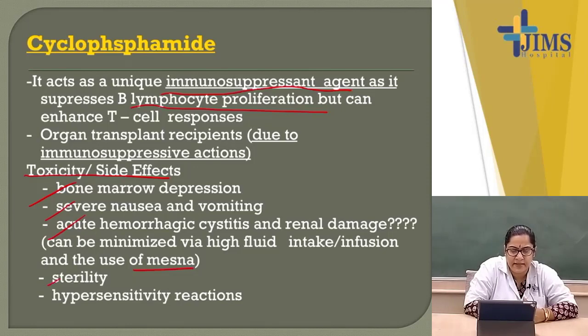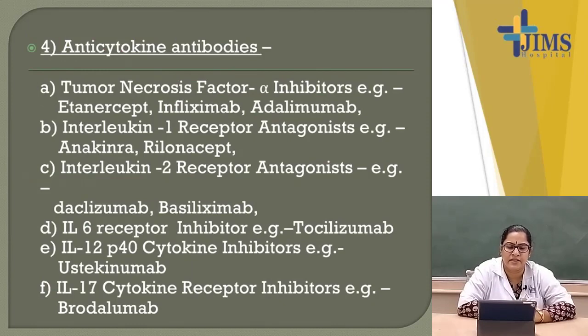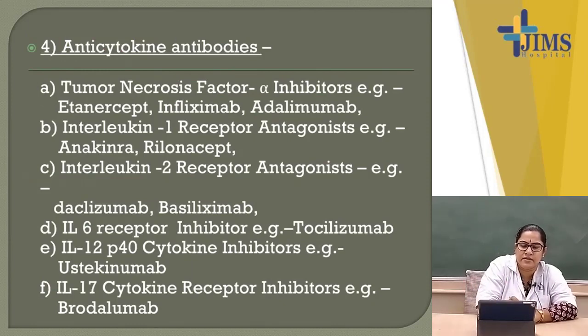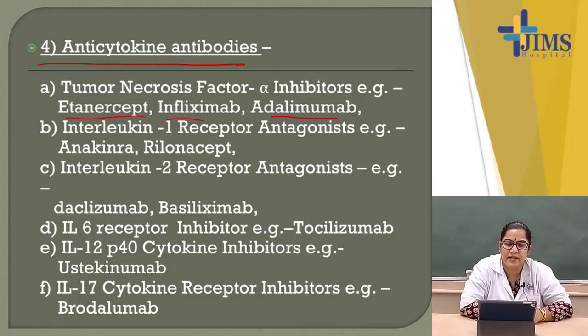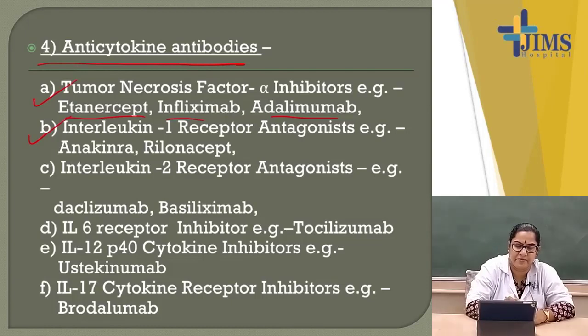Other side effects are sterility and hypersensitivity reactions. Next, anti-cytokine antibodies. Among these, the most important are infliximab, adalimumab and etanercept. These are the tumor necrosis factor alpha inhibitors. In group B, interleukin-1 receptor antagonists, anakinra and rilonacept. In group C, interleukin-2 receptor antagonists, examples are daclizumab and basiliximab. All these are monoclonal antibodies.